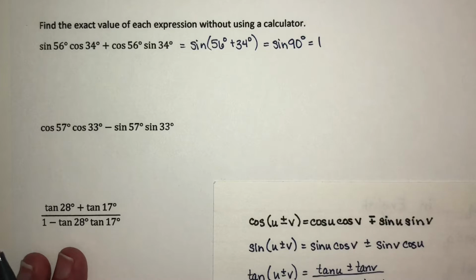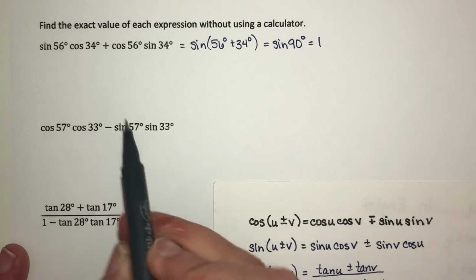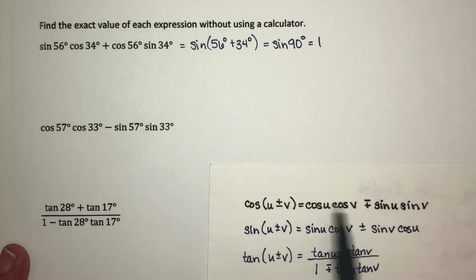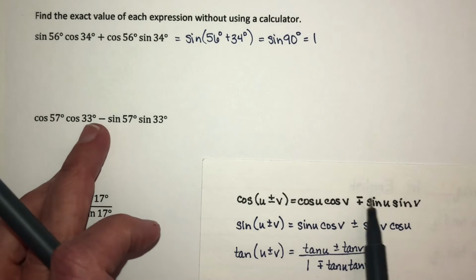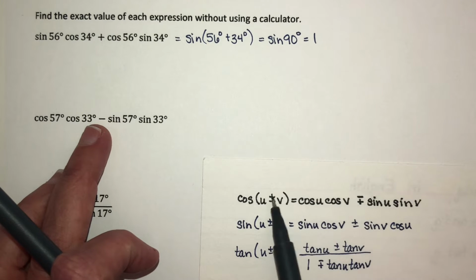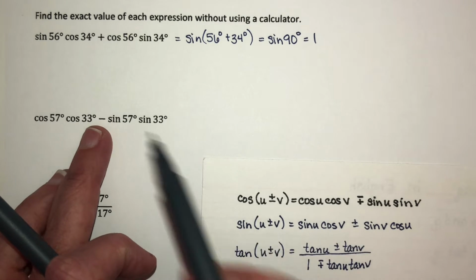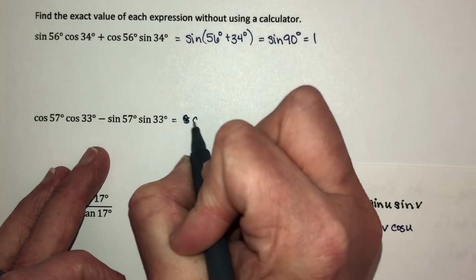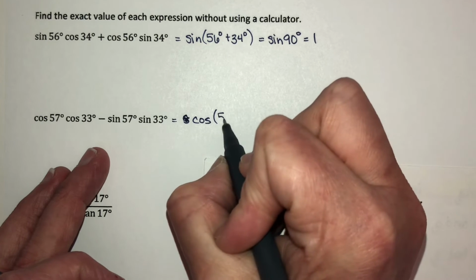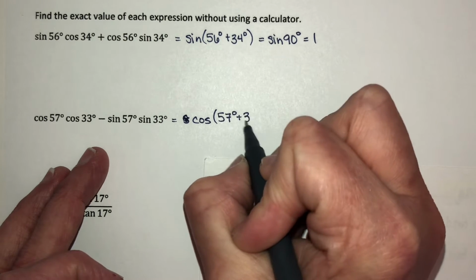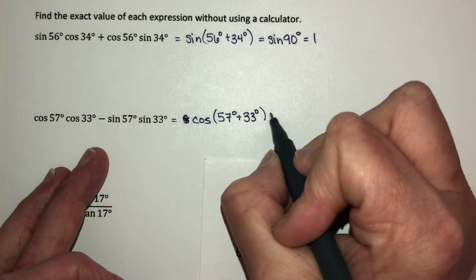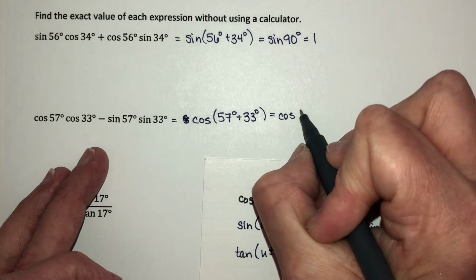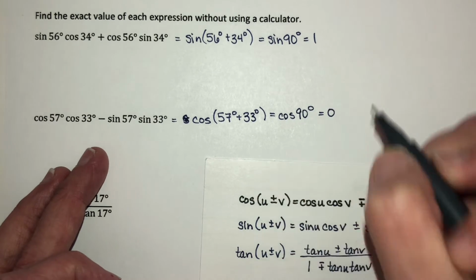Okay, now this one, I have cosine, cosine, sine, sine, and so that means it's going to be one of the cosine formulas. This has a minus in it, and these are supposed to have opposite signs, so I need to be adding these two values together. So this is the same thing as cosine of 57 degrees plus 33 degrees, which is cosine of 90 degrees, which is 0.